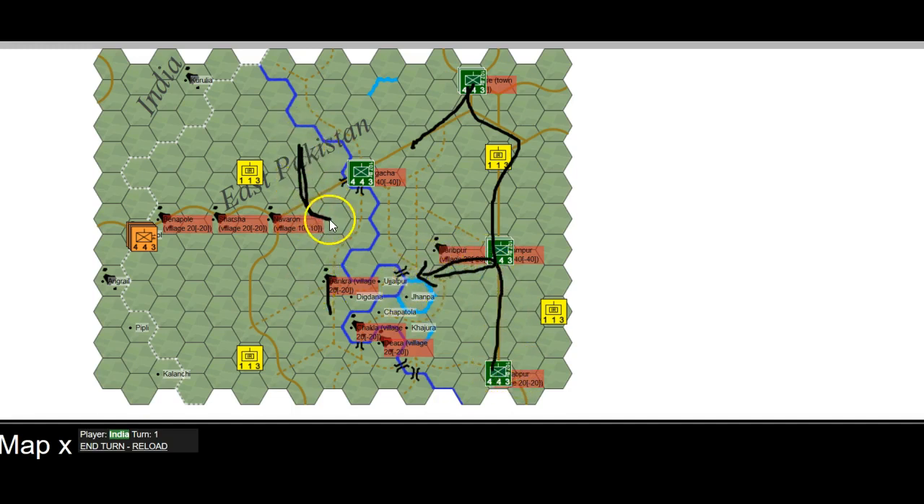Now I might want to just sit there, and this is the second part of what I'm talking about. I might then say, I'm going to fall back to this line for some reason. I haven't even done my assault, in the hope that they'll cross this river and advance onto me.